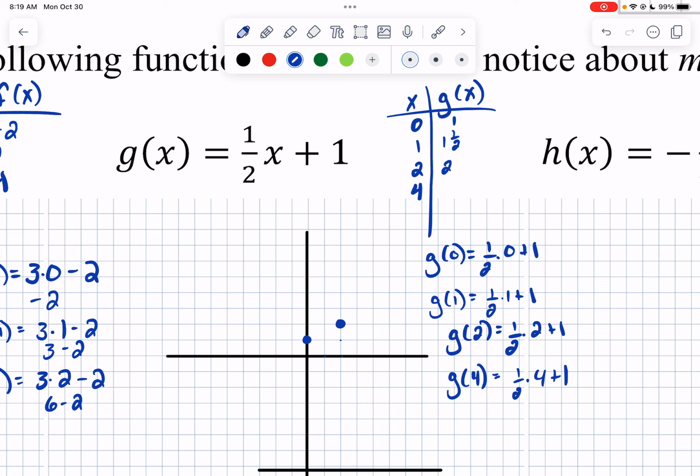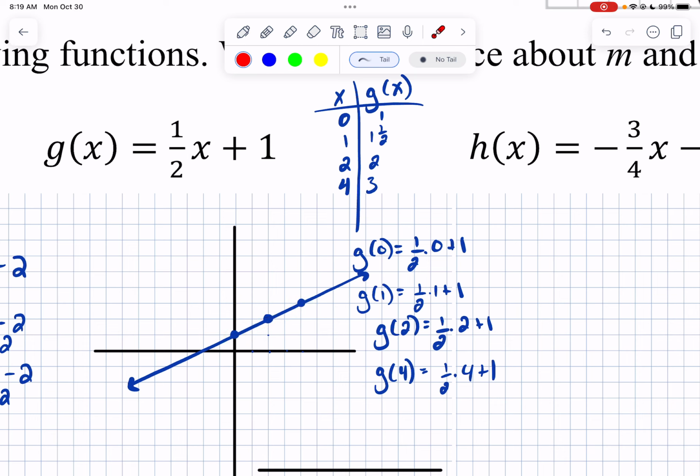Again, you always want to graph more than just 2 points. And look at how I extend my graph all the way through. I extend this all the way through, and I probably should have gone farther this way. Don't just connect the dots from here to here. Draw that whole line. Put your ruler on there, use a ruler, and have it go all the way through. So there's my graph of g of x.